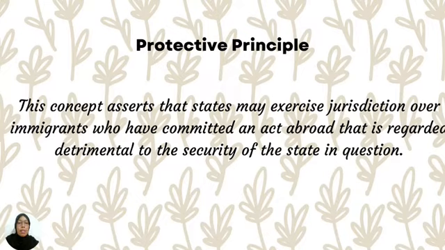We go to the protective principle. This concept asserts that states may exercise jurisdiction over immigrants who have committed an act abroad that is regarded as detrimental to the security of the state in question. The state can claim jurisdiction over offences committed outside its territory which are considered injurious to its security or vital economic interests, though it is open to danger of abuse.